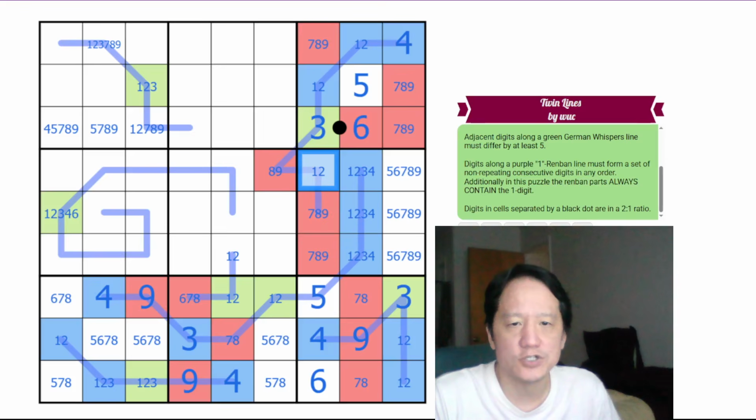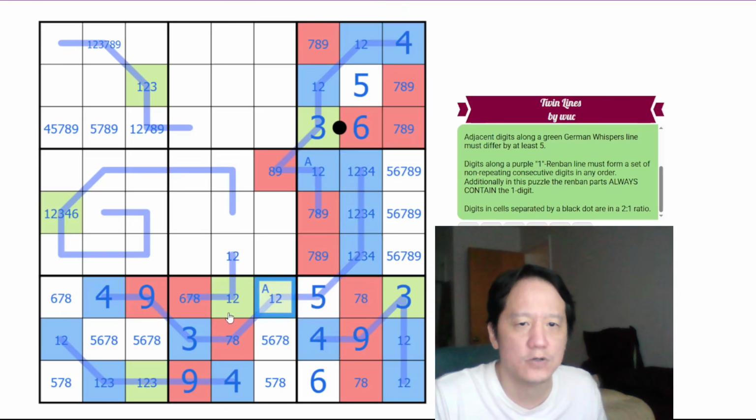So this digit is the same as this digit because it's not on this Renban portion, so it has to be here. So then these are the same, and then this must be the same as this. B means this can't be B, that's A. We don't know about these.